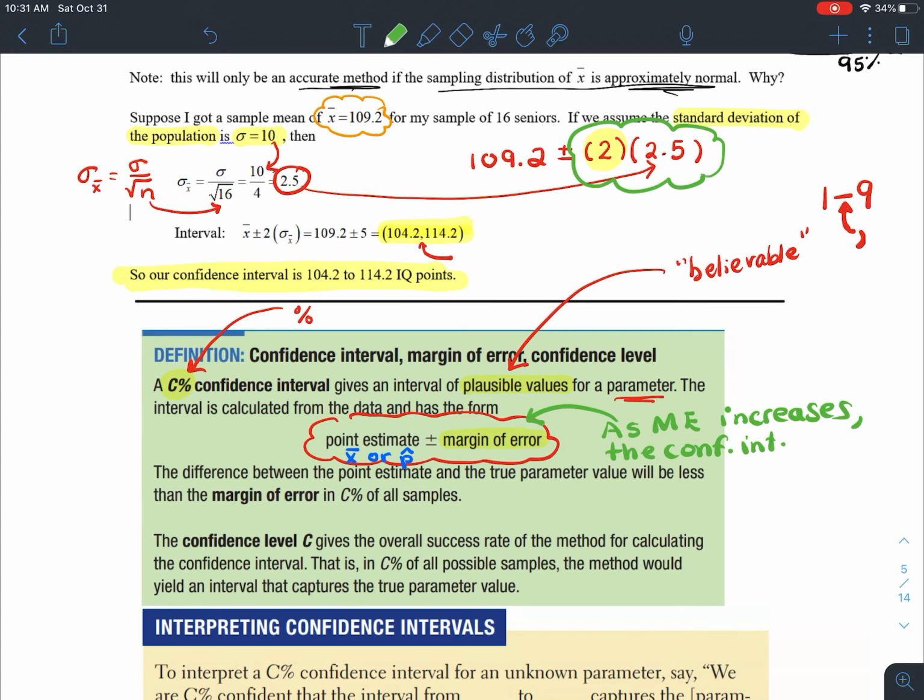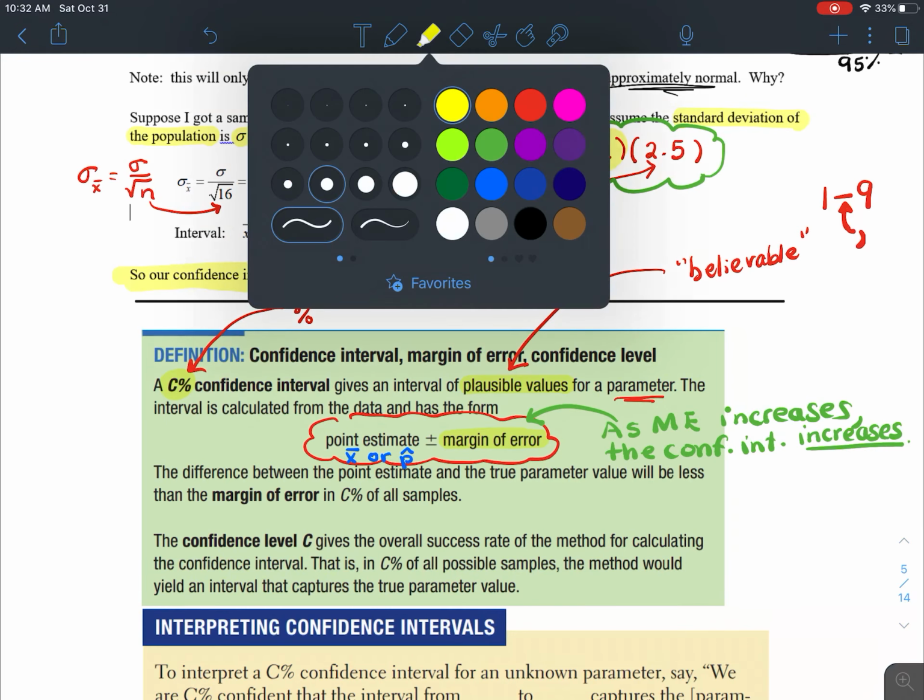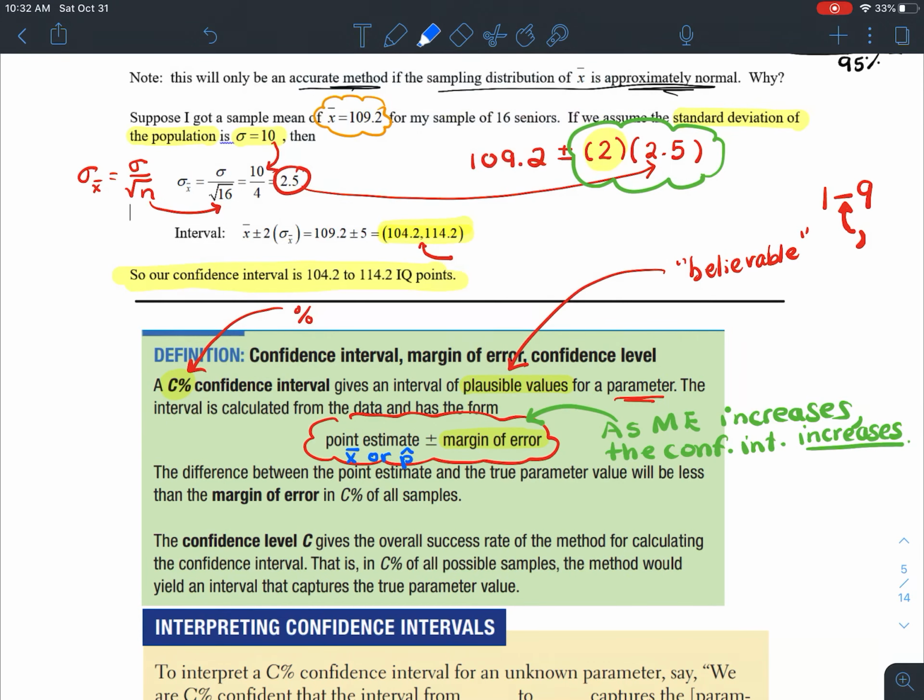Think about this here. The confidence interval is going to go which direction? If you take your point estimate and you add and subtract your margin of error, you're going to get a larger confidence interval if your margin of error is larger. So as your margin of error increases, the confidence interval will also increase.